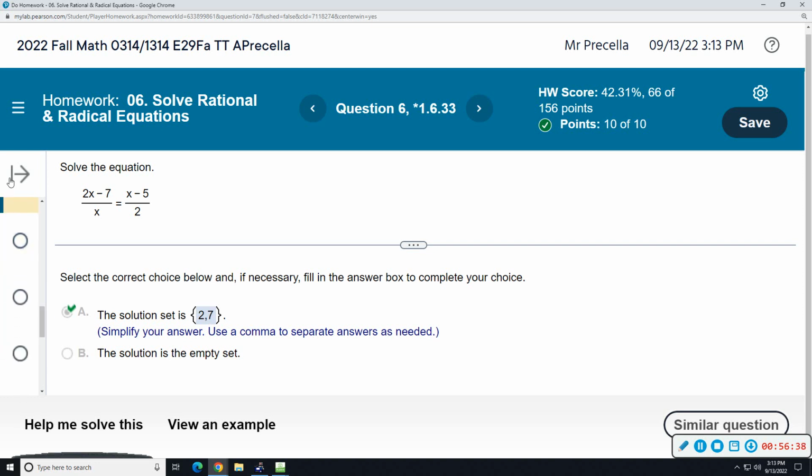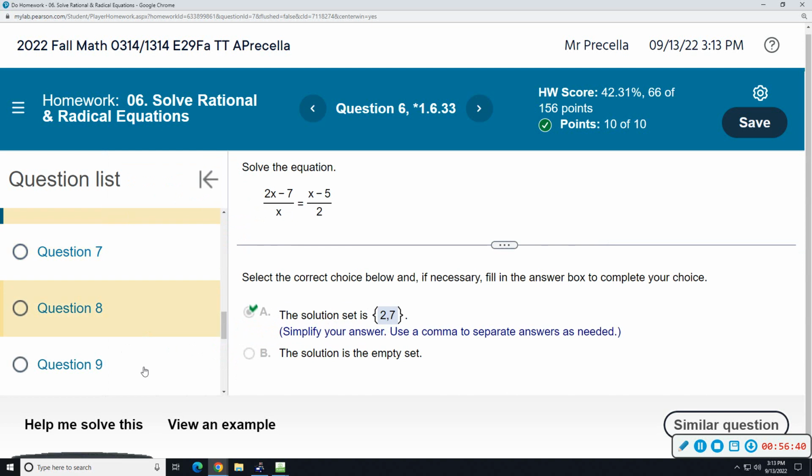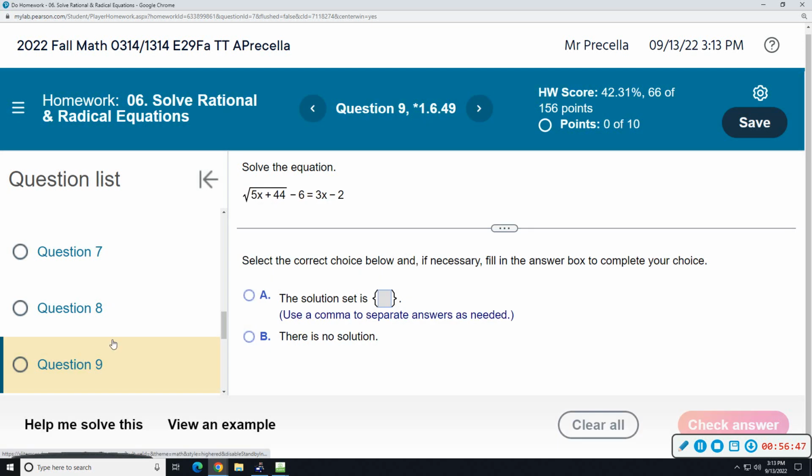Okay, we're looking at radical equations. And radical equations are equations that have square roots or cube roots. This is problem 9. I think number 9 is a really good example to introduce these things.